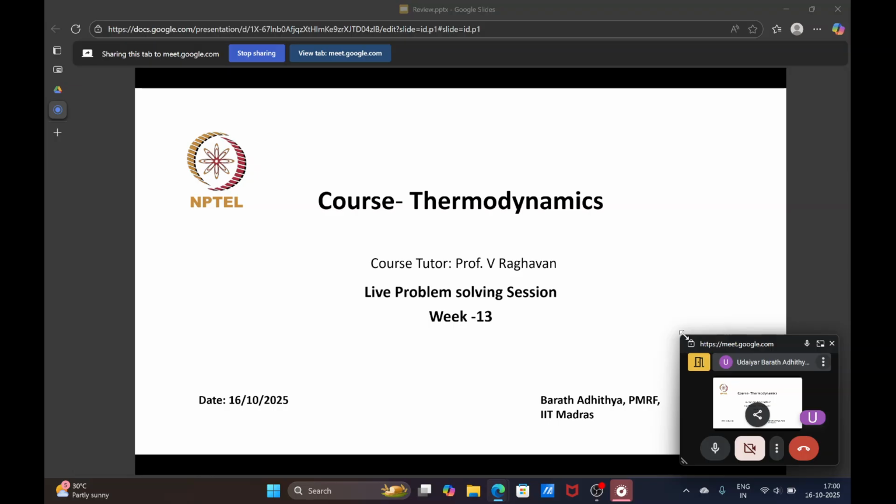In the previous session we looked at Rankine cycle and Brayton cycle. So the vapor compression cycle was remaining. We'll see some problems on vapor compression cycle, and then we'll go through the concepts of the engineering thermodynamics course which were covered over the weeks. I'll briefly go through those concepts. So let's get started on the first problem for vapor compression cycle.